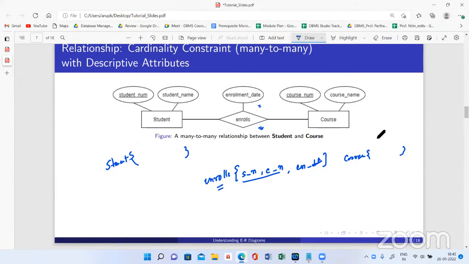Where will the date be entered, or will it be extracted from somewhere? It has to be entered in the table. These are the tables, no? So suppose you are enrolling for the DBMS course. Your information is already there.